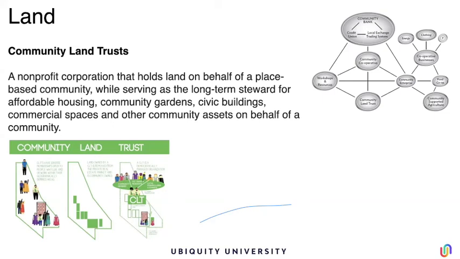So one way to work with that is these community land trusts. So non-profit corporations that hold the land on behalf of the place-based community, serve as the kind of long-term steward, and therefore you can think of affordable housing, community gardens, buildings that might be useful for the community, business spaces, and other community assets.